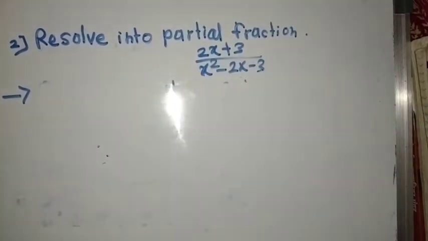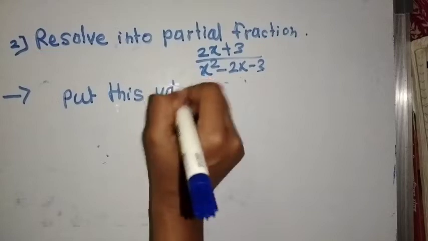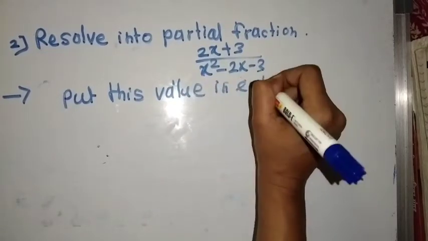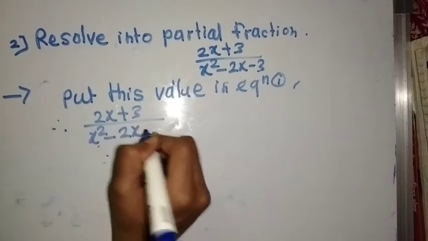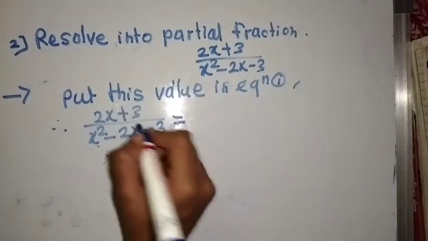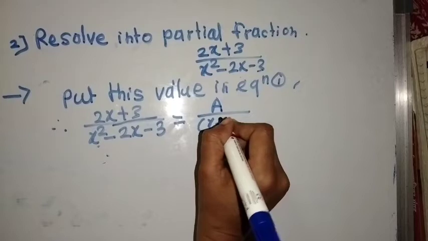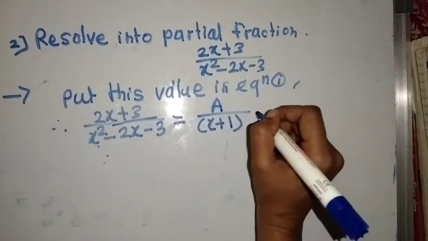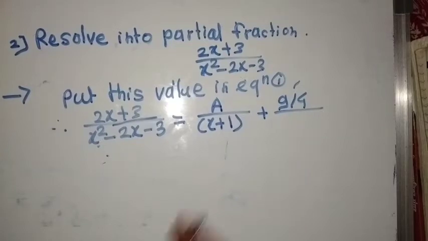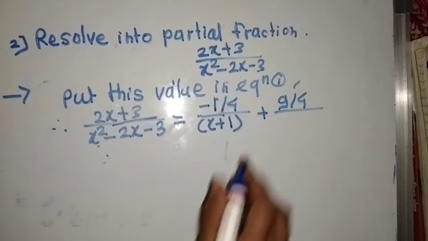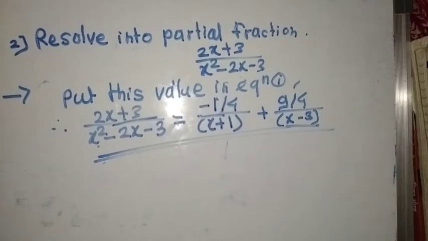So put these values in equation 1. Equation 1 is 2x plus 3 upon x square minus 2x minus 3 is equal to a upon x plus 1 plus b upon x minus 3. Here a is -1 upon 4 and b is 9 upon 4. Hence we get this answer.